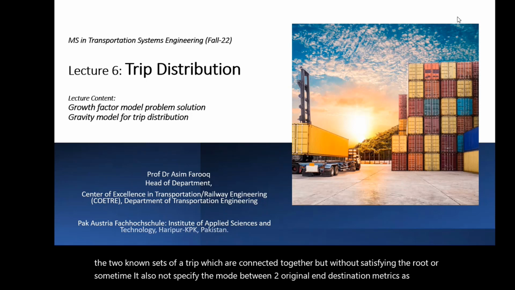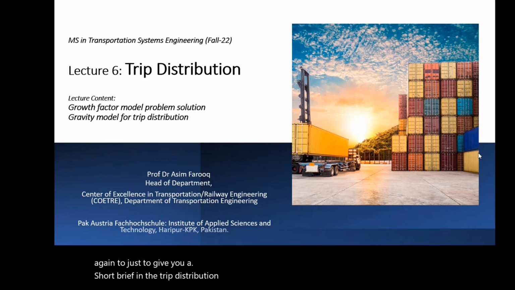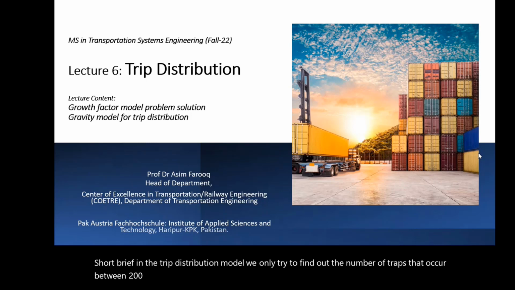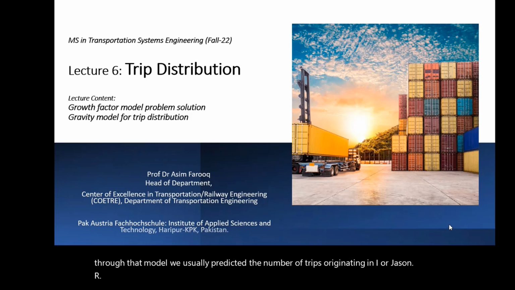Okay. So again, just to give you a short brief, in the trip distribution model, we only try to find out the number of trips that occur between two zones. One will be the origin and the other zone will be the destination. Through that model, we usually predict the number of trips originating in zone I or J, or in any of the two zones as well.